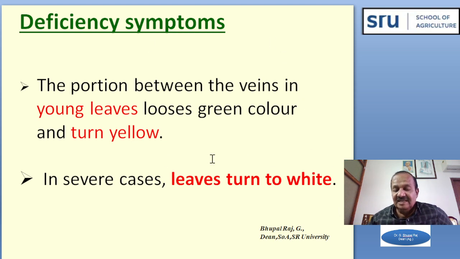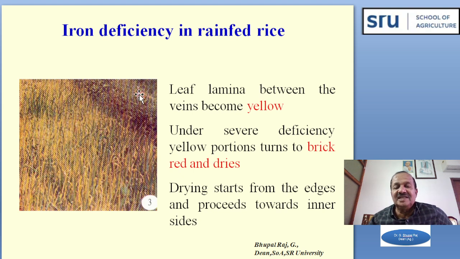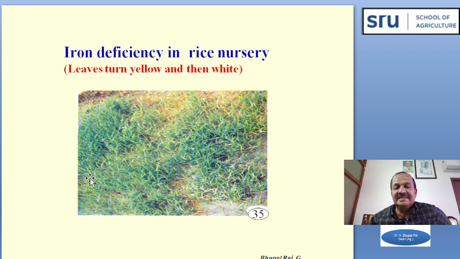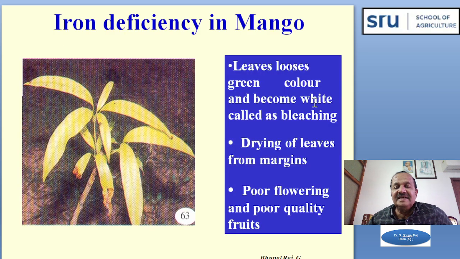If you see the different crops, I will show the paddy: you will see the leaf lamina between the veins become yellow, and under severe deficiency conditions, yellow portions turn brick red and dry, and drying starts from the edges and proceeds towards the inner sides. This is the nursery. In the nursery, iron deficiency is the most commonly observed. The leaves will become yellow, and later turn white. If you see white leaves and yellow leaves in the nursery, it is mainly due to iron deficiency, we can call it. We have to apply the iron spray.